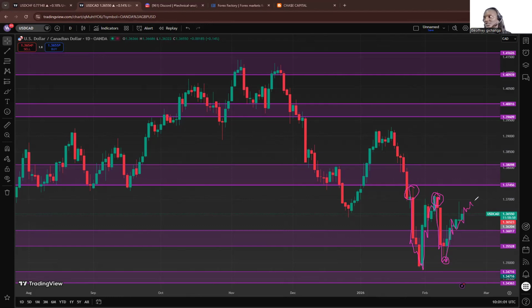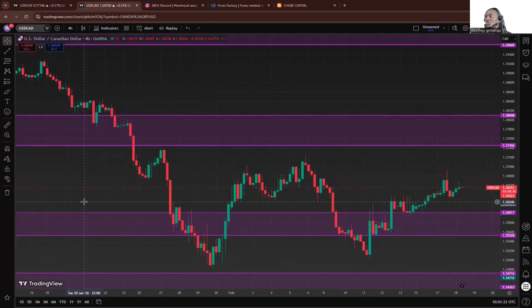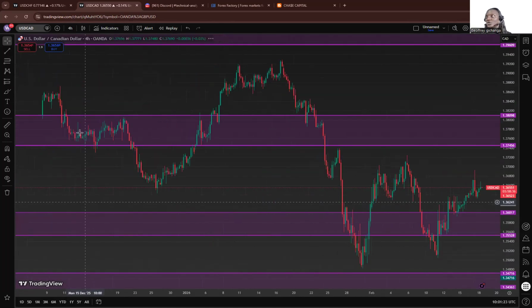So what I'm waiting to see is price rallying to the areas of 1.37 thousand, or even coming all the way to these areas of 1.37400 areas. All right. So then when price gets to that area, probably you can look out for a potential bearish scenario. So let's observe and see how price gets to react to that on USD CAD.